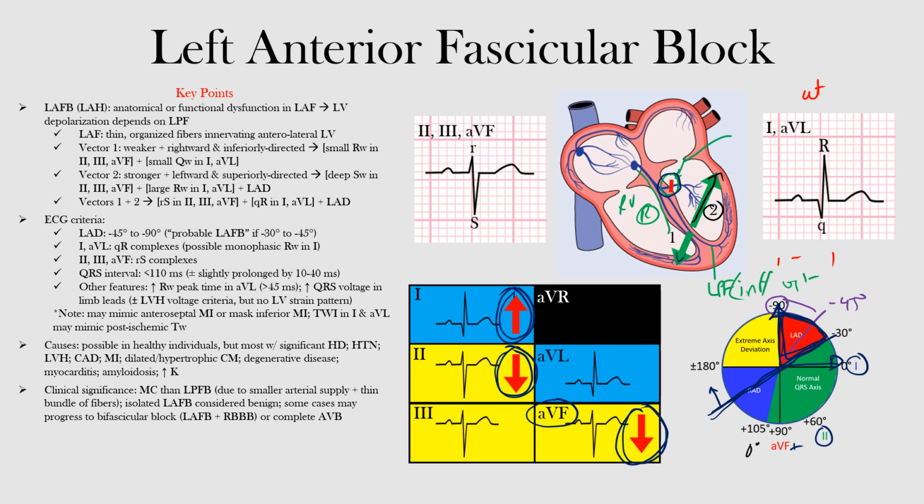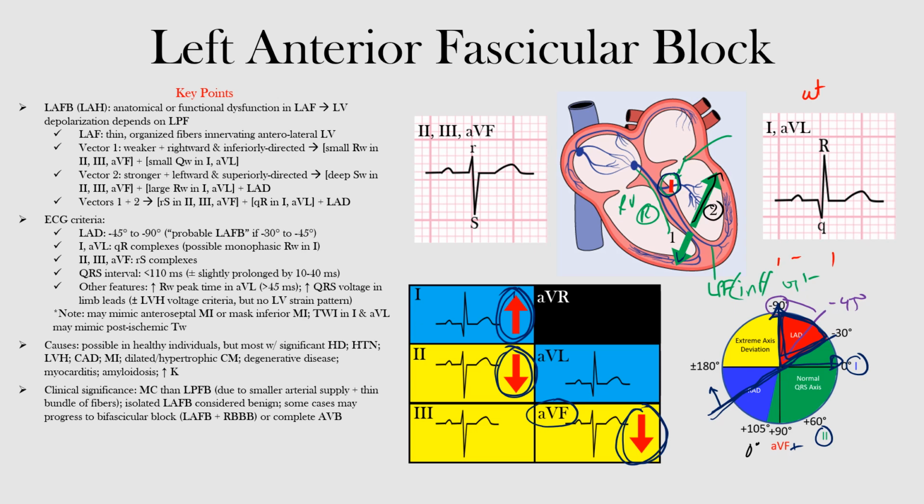So let's look at some of the other EKG features. We can see QR complexes in the lateral leads, 1 and AVL, or simply a large monophasic R wave in lead 1. Whereas in the inferior leads, which are 2, 3, and AVF, we could see RS complexes. Notice that the QR complexes in the lateral leads and the RS complexes in the inferior leads have small initial Q and R waves. They result from the unopposed interventricular depolarization vector that we have here.